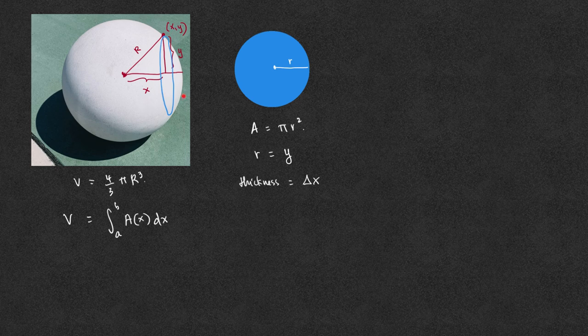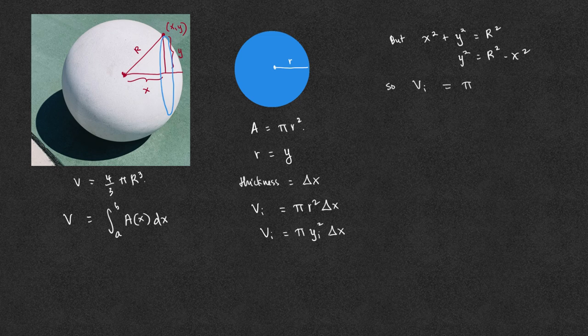Therefore, the volume of the cross-section is pi r squared times delta x. But r is y, so the volume is pi y squared delta x. The volume of the i-th slice is pi y_i squared delta x. But from the Pythagorean theorem, we see that x squared plus y squared equals R squared, or y squared equals R squared minus x squared. So the volume is pi (R squared minus x_i squared) delta x.